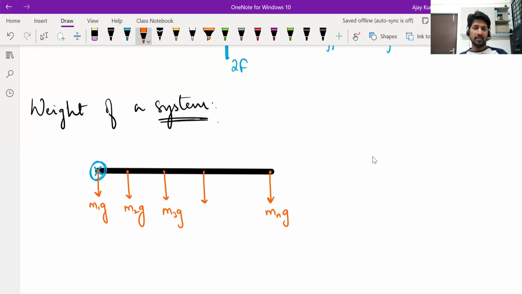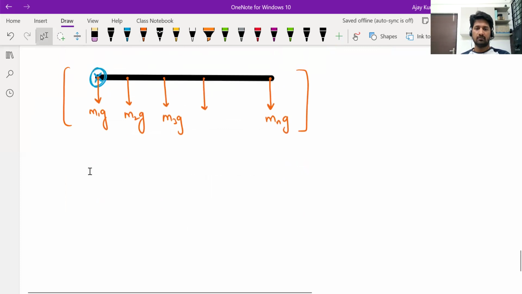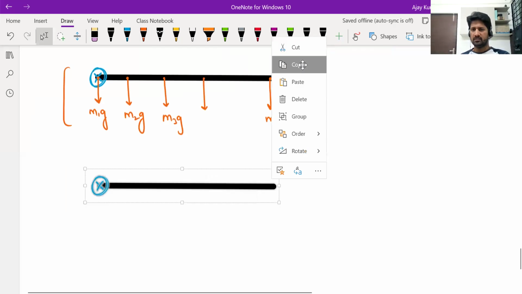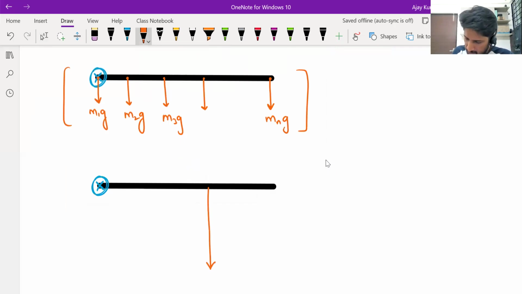If you want to find out the net torque on this rod, you can't keep adding all these infinite torques. So what you will have to do is, you will have to replace this set of vectors with a single vector which produces the same effect. Now how to find out where to draw that single vector? Where should we indicate weight of a system to be acting? Let us discuss that. So what we want to do is, we want to replace all these vectors with a single vector which produces the same effect.